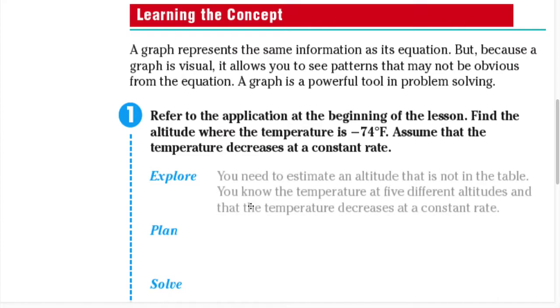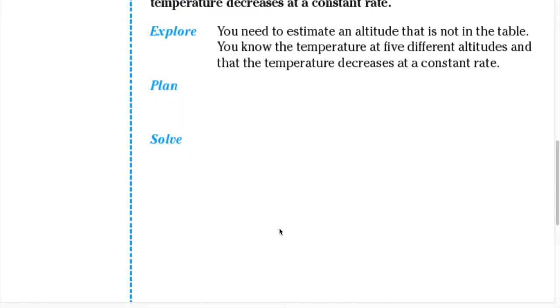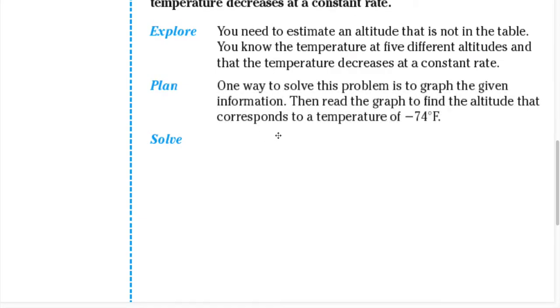So what do we know? You need to estimate an altitude that is not in the table. You know the temperature at 5 different altitudes, and the temperature decreases at a constant rate. So how do we plan to solve this? One way is to graph the given information, then read the graph to find an altitude that corresponds to a temperature of negative 74 degrees.